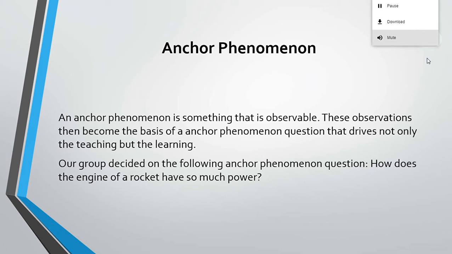So the first thing we covered in our presentation was the anchor phenomenon. An anchor phenomenon is something that is observable, and these observations then become the basis of an anchor phenomenon question that drives not only the teaching but also the learning. This is a question that a student might ask. Our group decided that our anchor phenomenon question would be, how does the engine of a rocket have so much power?